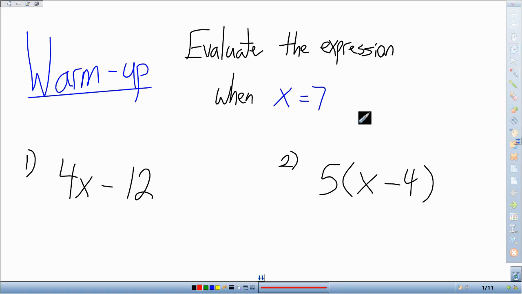So go ahead and take a minute, copy down these directions, get these two problems, try them out on your own, and then we'll see how it goes. So take a minute, try this out.